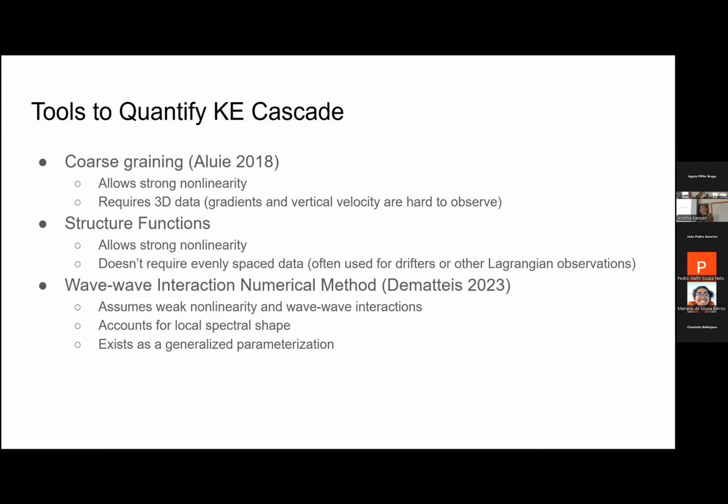I'm sorry, is that the same as the assumption that your spectrum is steady? I think so. I don't know the exact terminology.